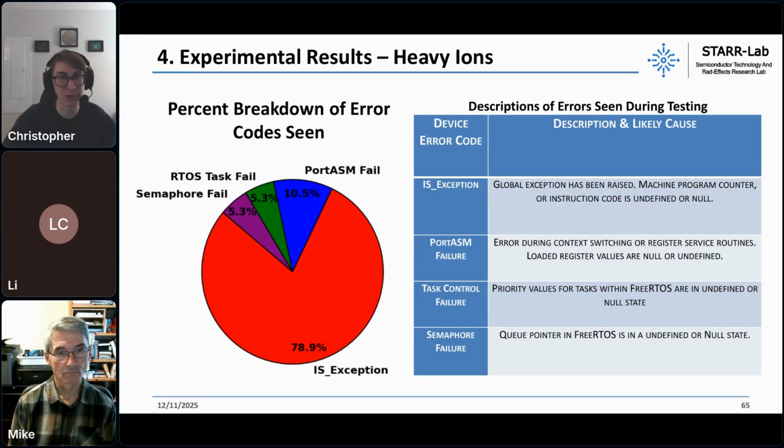And this is true actually for most microcontroller devices when they're undergoing beamline irradiation. You see this sort of result here.